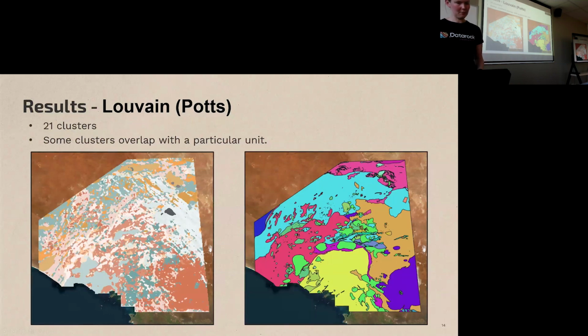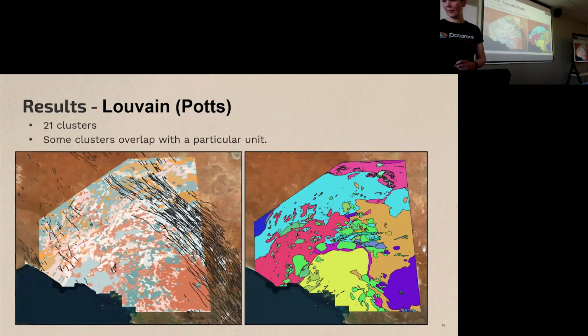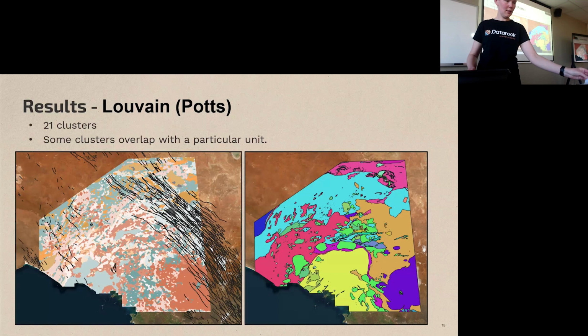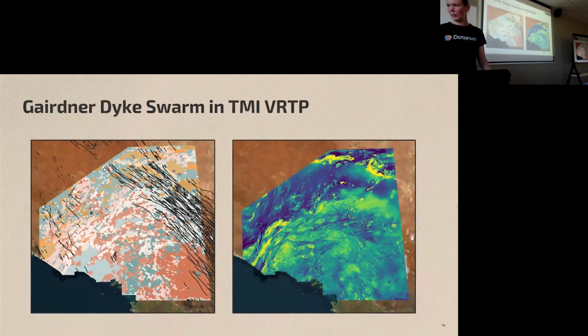These are aligned with part of the Gardner Dyke swarm, which if I just add on there, you can see those lines are almost entirely covered by this Dyke swarm. So it's quite visible in the geophysics. If I bring it up here, you can see in the magnetics these quite distinct lines coming right through here and again down through here. This shows the dykes do have a quite clear impact in the geophysics, and therefore a strong impact on the clustering results.